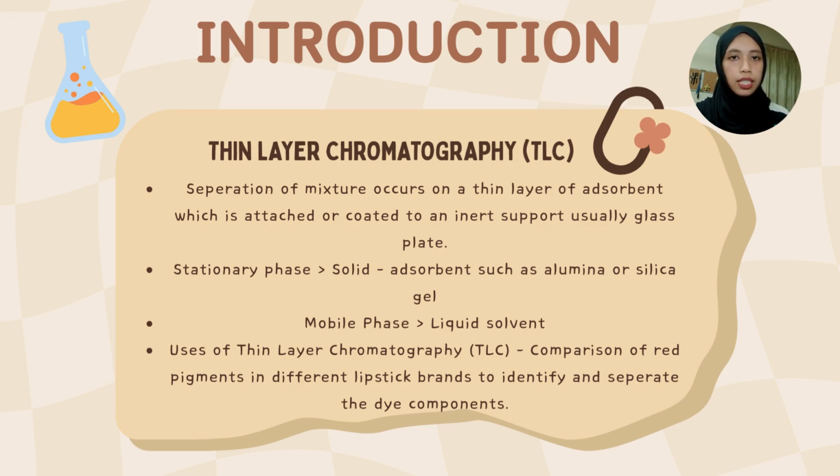The stationary phase is the solid layer, usually made of adsorbent materials like alumina or silica gel. It remains fixed on the plate and helps trap or slow down different components based on their interactions. The mobile phase is a liquid solvent that moves across the surface of the plate. It carries the mixture components with it. Each component travels at a different speed depending on how strongly it interacts with the stationary phase.